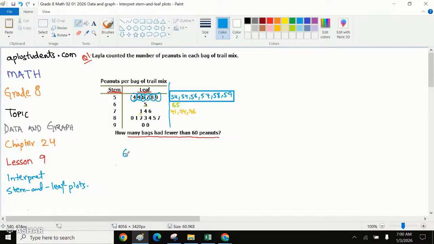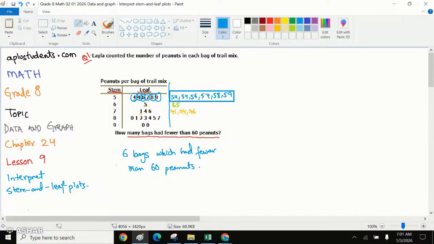So there were 6 bags which had fewer than 60 peanuts. Okay. Because 59 is still less than 60, right? So this is how we count. The stem would be the tens, the leaf would be the units to make up the numbers.